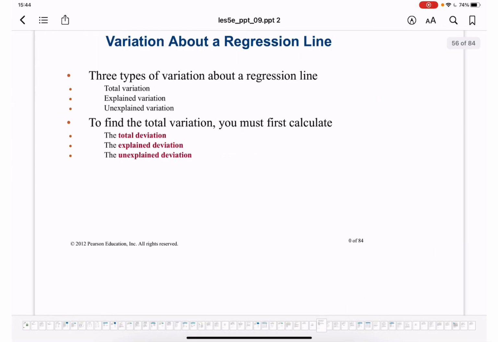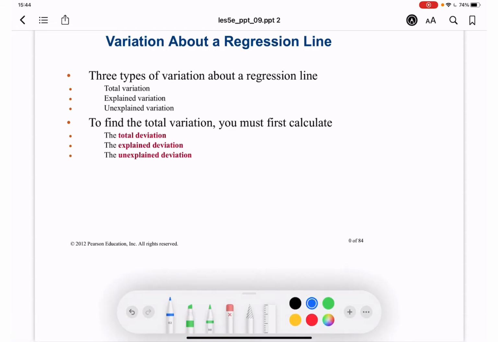So, variation about regression line. There are 3 types of variation about regression line. One is total variation, explained variation, and unexplained. We will cover each one of them.